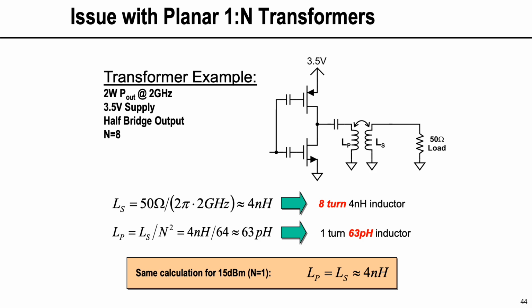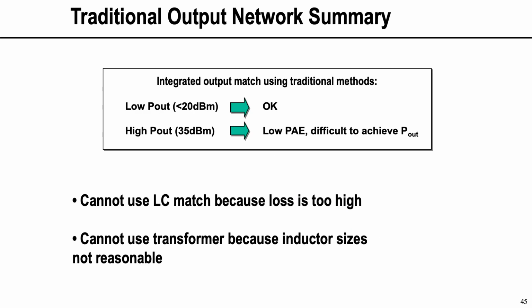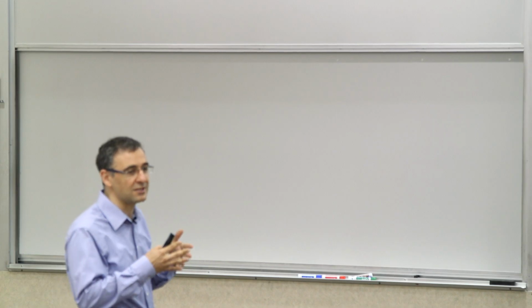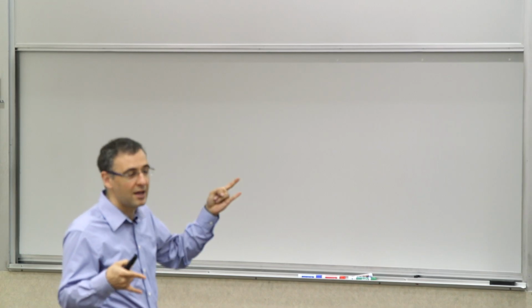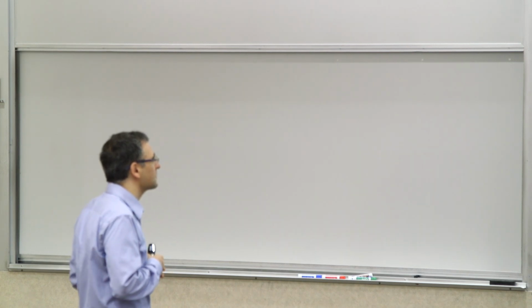Now, if you were to do this for 15 dBm instead of 33 dBm, n becomes 1, and they both become the same value, which is a relatively straightforward transformer to make. So there's another problem still to solve. Even then, making really good transformers on chip, at least the one-to-one transformers with a single input and single output in this format, is difficult.